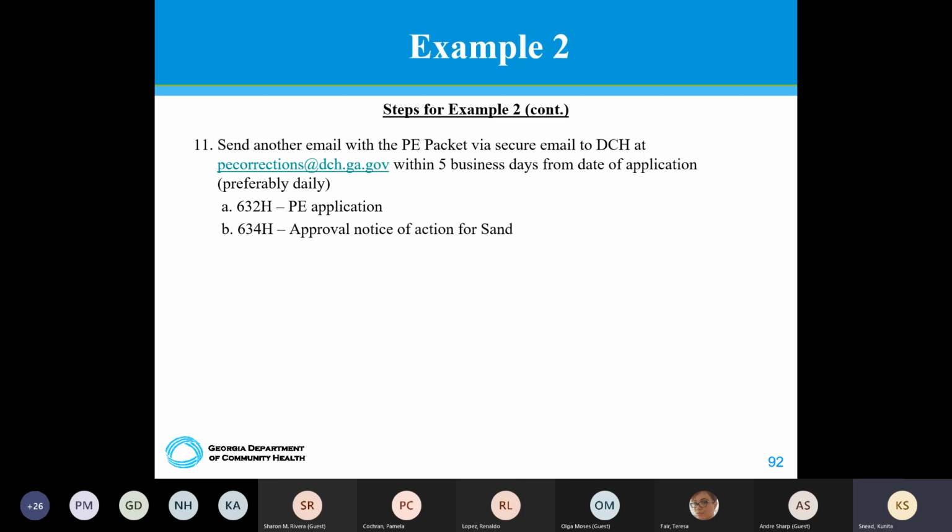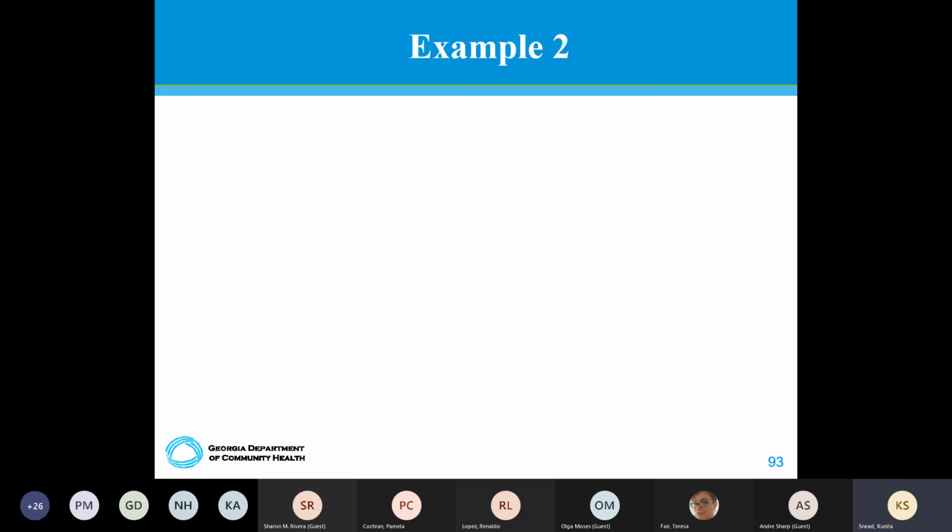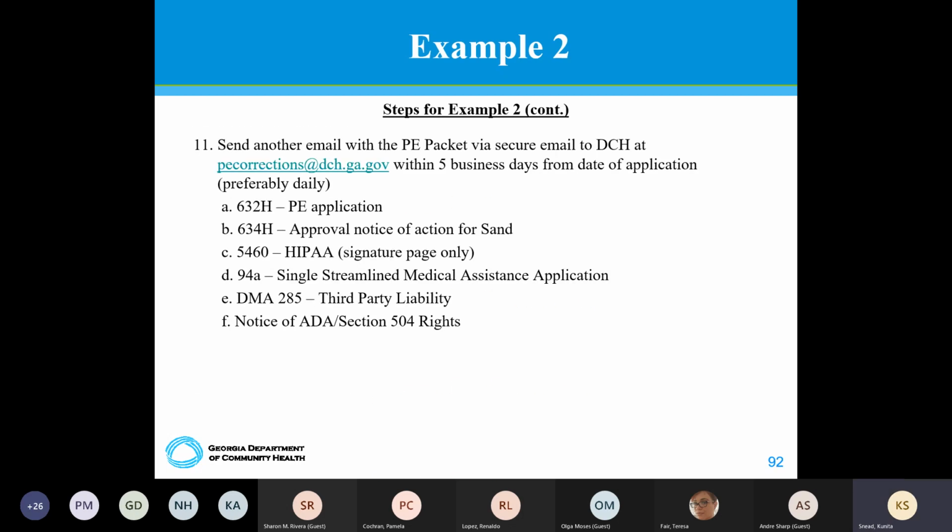So you're going to be sending in part of your PE packet. For this example, we're going to send the 632H. Oh, sorry. Oh, go back. We're going to send the 632H, the 634H, the 5460 signature page only, the 94A, and she had other health insurance, so the DMA 285, and the notice of ADA. Of course, if she had the insurance card available, a copy of the front and back of the insurance card.